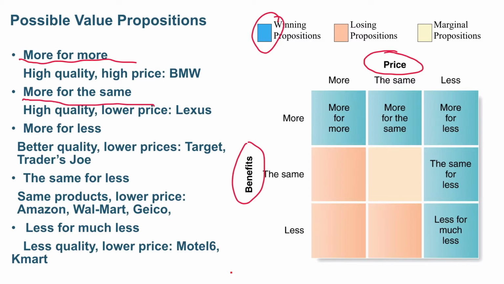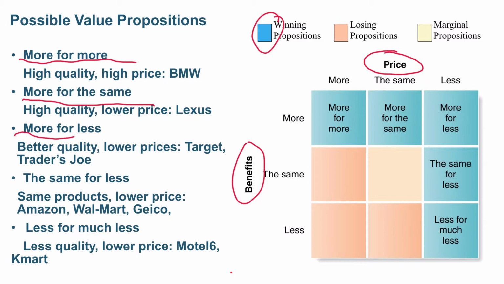The next strategy is more for the same. More for the same means that I'm giving them more quality, but actually at a lower price. So Lexus at the time was an attempt to have more for the same, because they offered a car that was relatively higher quality than the regular cars, but yet they charged not as much as the BMW and the Mercedes. So it's a luxury car, but with a lower price.